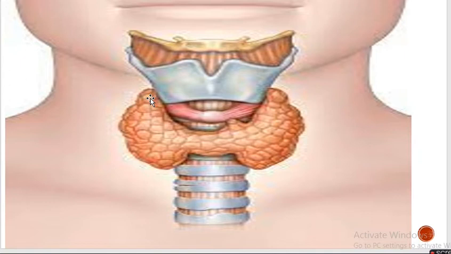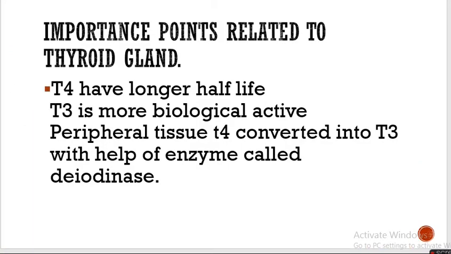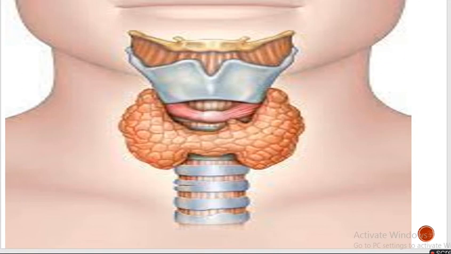So this is about the thyroid gland. It is a very important organ which plays an important role and maintains every cell's metabolism. I would like to talk about the important points related to the thyroid gland. In the thyroid gland we know there is hormone production. Before starting, I would like to add one more point.